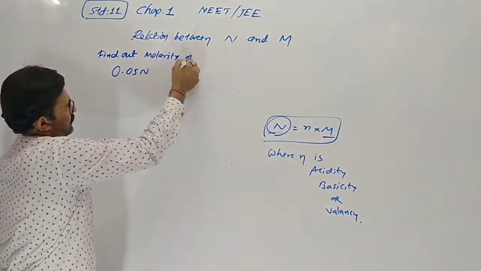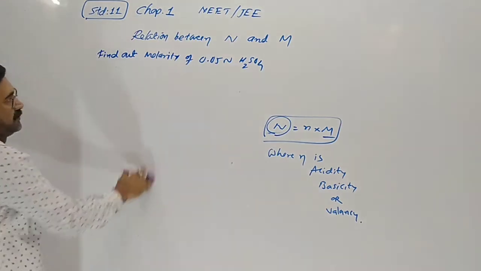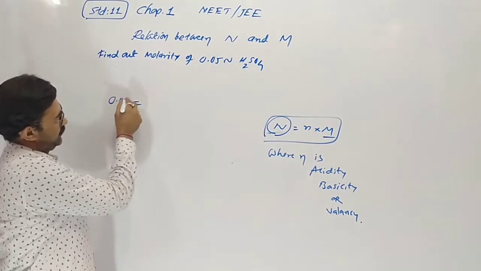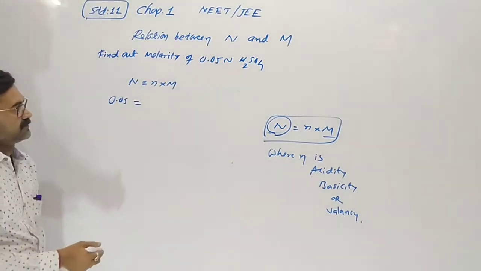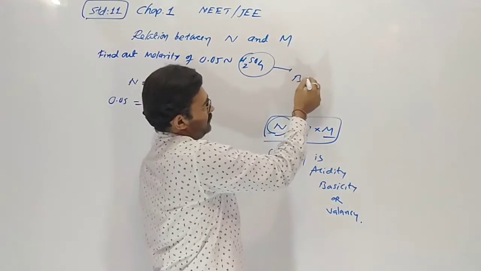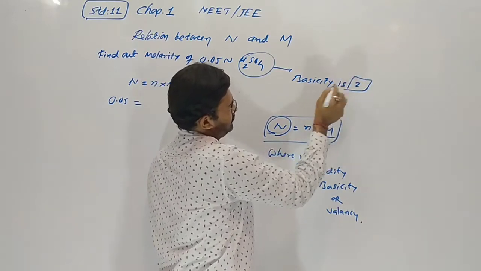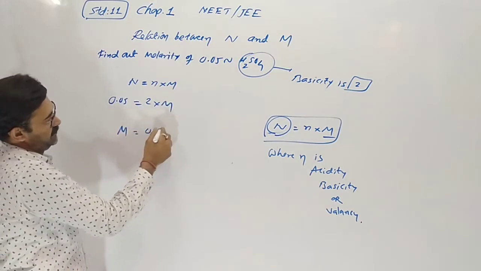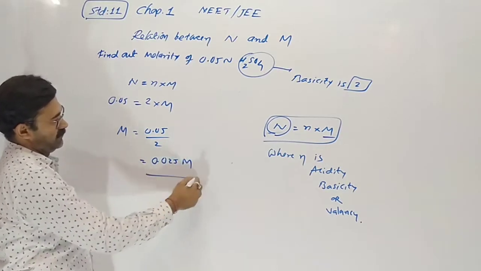Find out the molarity of 0.05 normal sulfuric acid. So normality is given, 0.05. Here sulfuric acid is an acid, and its basicity is 2. So molarity equals 0.05 by 2, so 0.025 molarity.